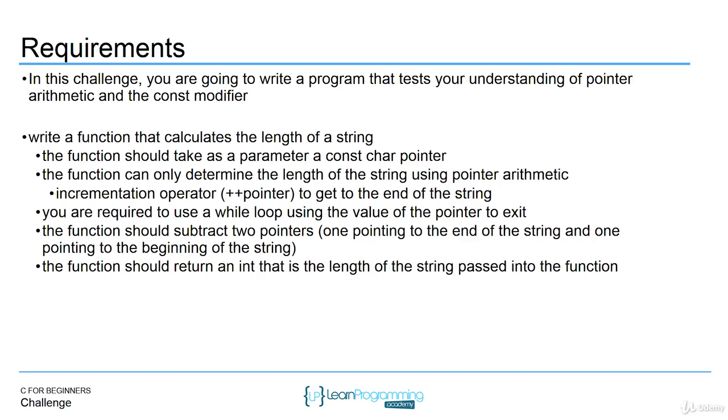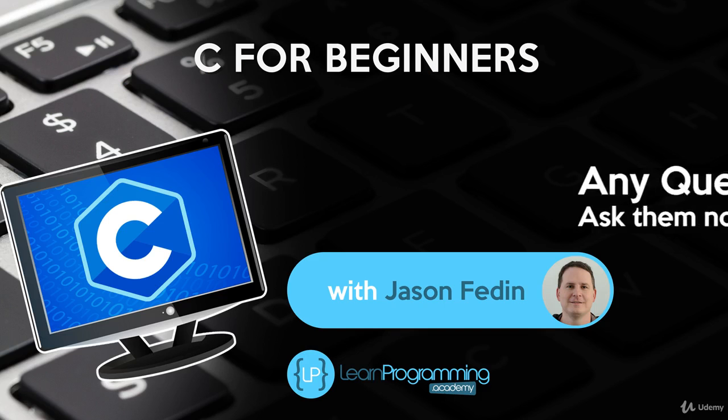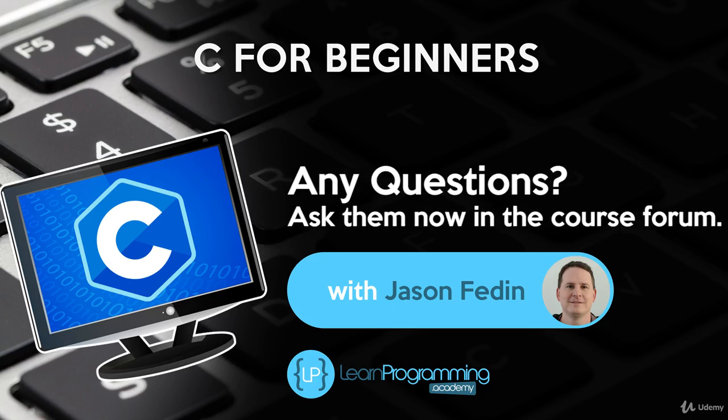So this assignment is getting you familiar with pointer arithmetic and also how to use the constant modifier, because you don't want to change the actual value that it's pointing to, and subtracting 2 pointers as well, and also using a while loop where you can look at the pointer's value itself to determine the null character.